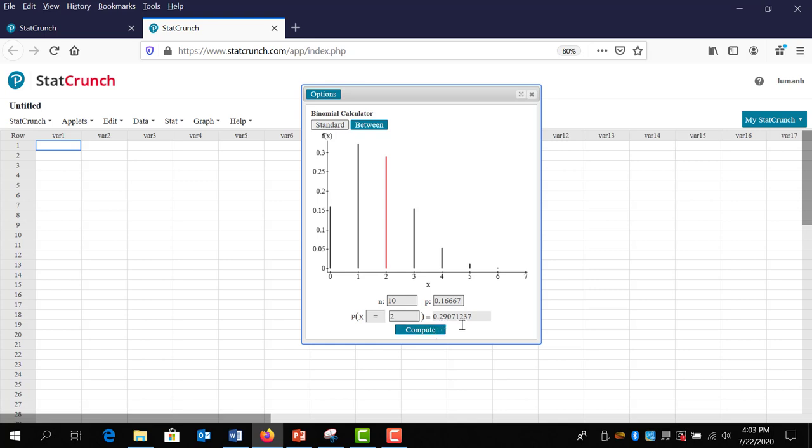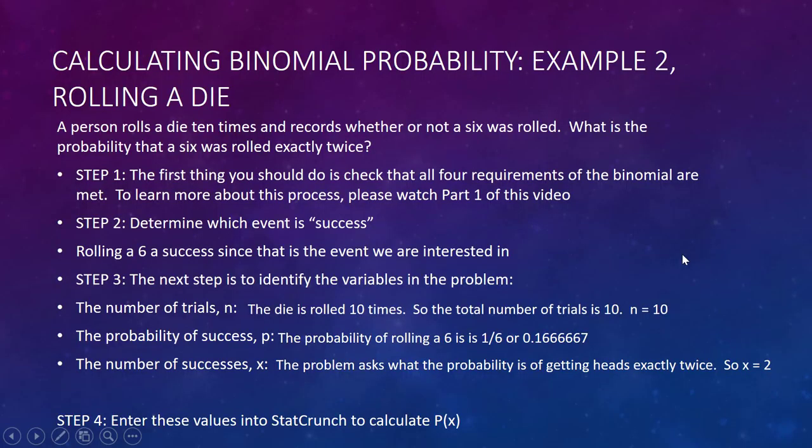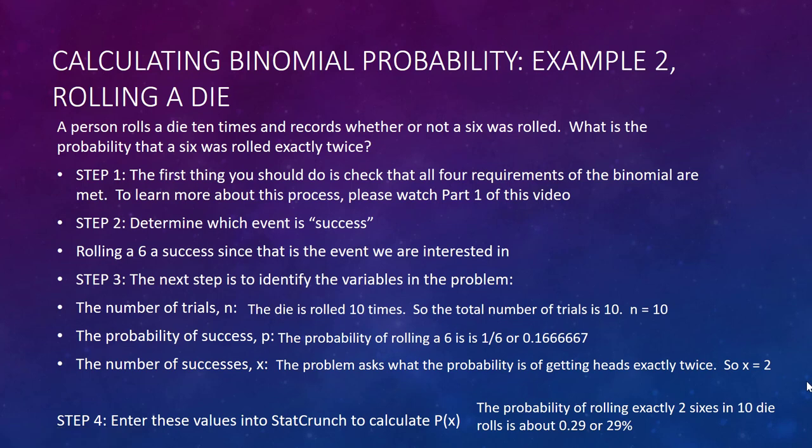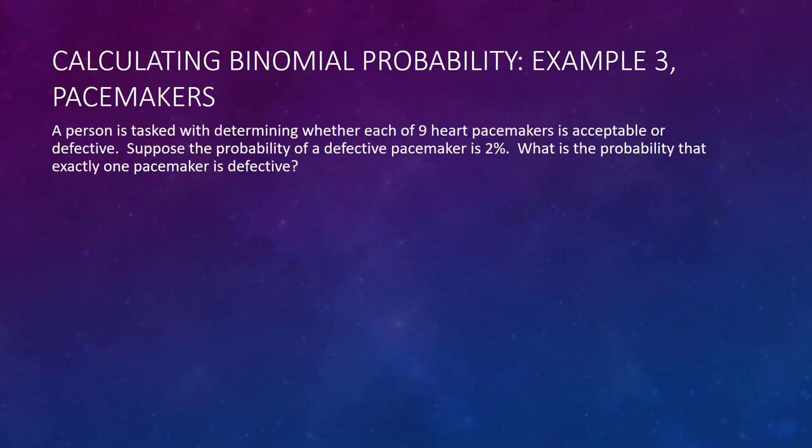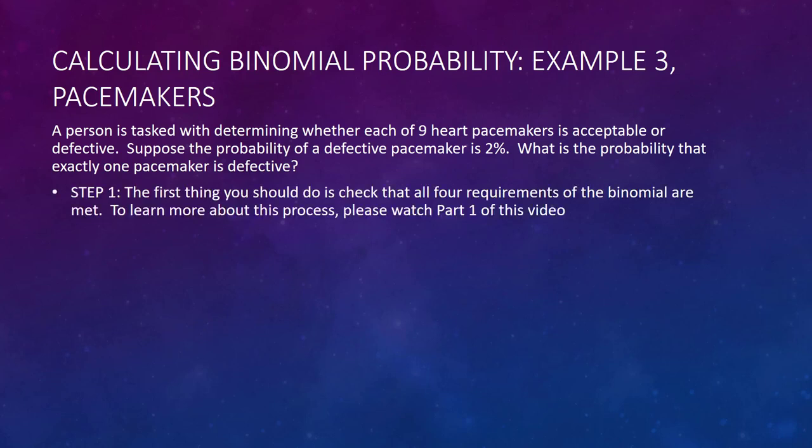So now we can go back and write that answer down. Returning to our problem screen, we say that the probability of rolling exactly 2 6s in 10 die rolls is about 0.29 or 29%. Example 3, pacemakers. A person is tasked with determining whether each of 9 heart pacemakers is acceptable or defective. Suppose the probability of a defective pacemaker is 2%. What is the probability that exactly 1 pacemaker is defective?